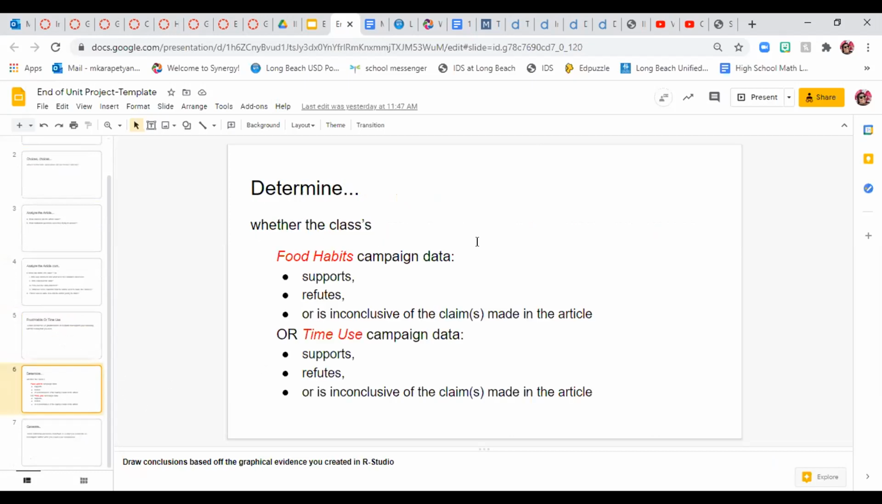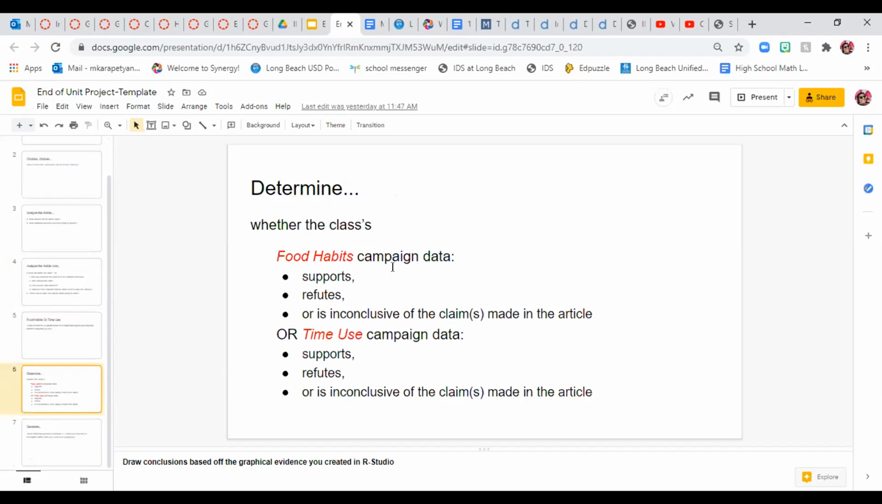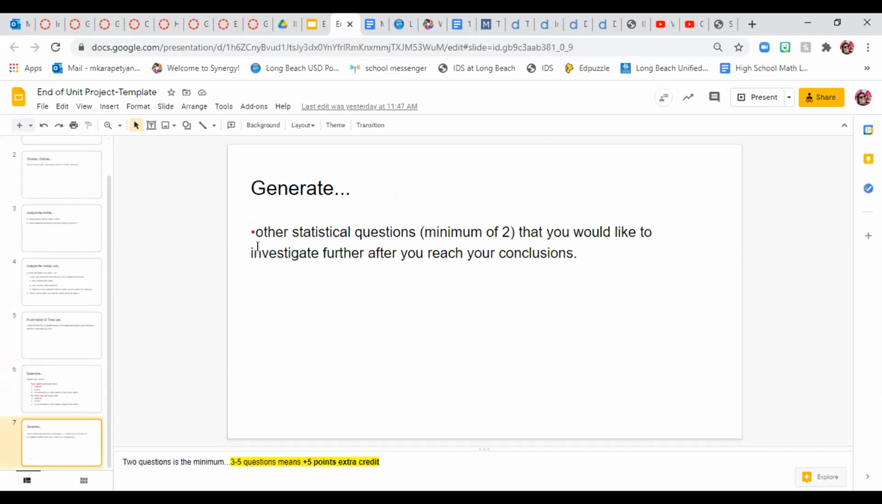And then determine, right? So tell me what's your claim. Does our data support it, refute it, or is it inconclusive? Okay, based on our graphs and our information, what's the consensus there? And then over here, generate your statistical questions, a minimum of 2. Look down here, 2 questions is the minimum. 3 to 5 questions means an additional 5 points extra credit. Okay, but again, your statistical questions have to be statistical questions. If they're not statistical questions, just because you wrote down a bunch of questions doesn't mean I'm going to give you extra credit. So you got to actually give me statistical questions, right?